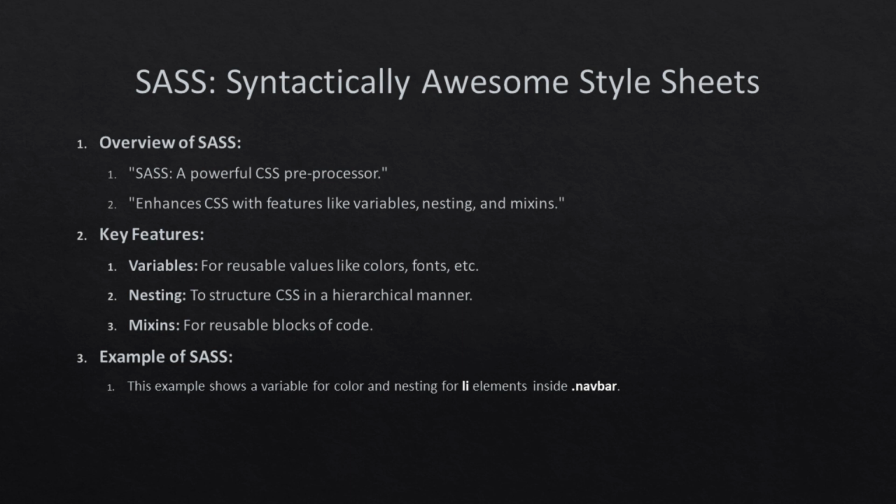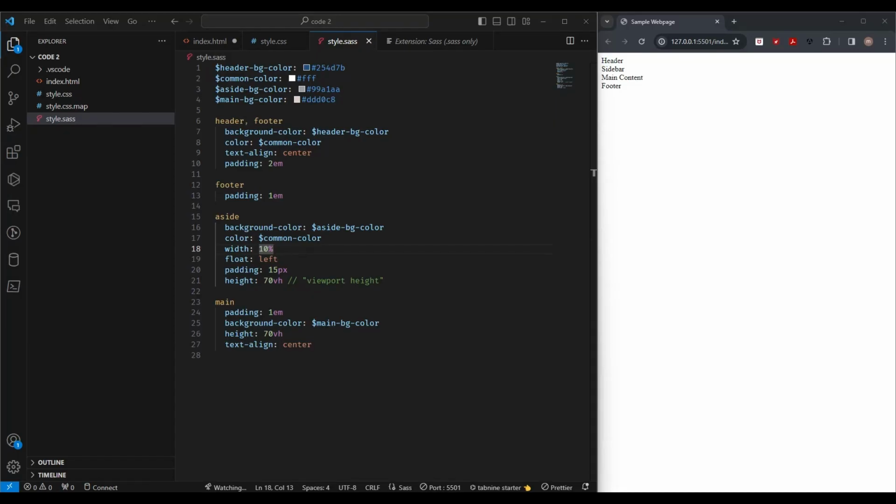I've taken our previous CSS code and transformed it using SASS, a powerful CSS preprocessor. Let's break down how SASS streamlines and organizes the code. I start by defining variables at the top: $header-bg-color, $common-color, $aside-bg-color, and $main-bg-color. These variables store the color values used throughout the style sheet. This not only makes the code cleaner, but also allows for easy changes in the future.